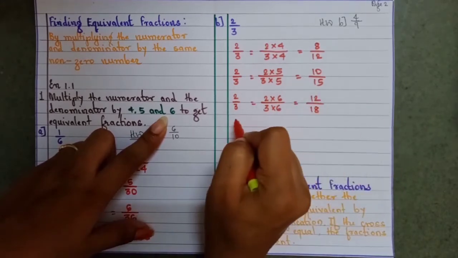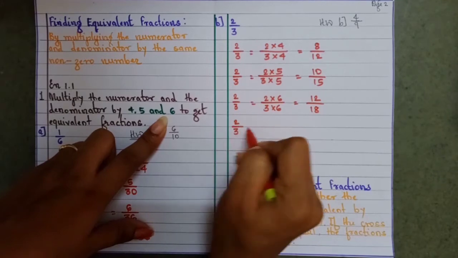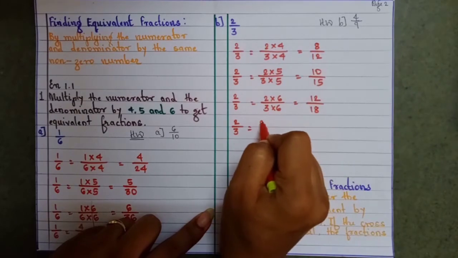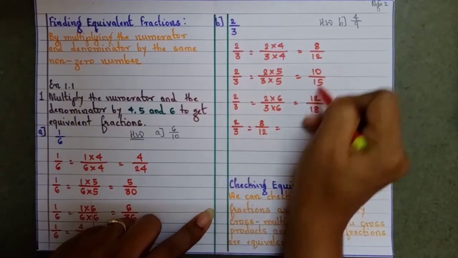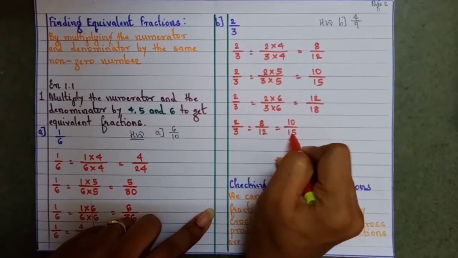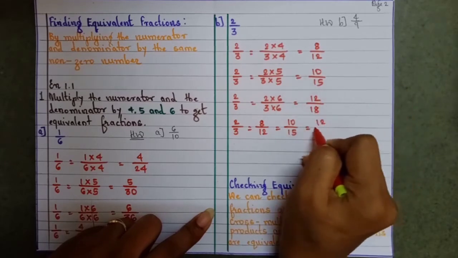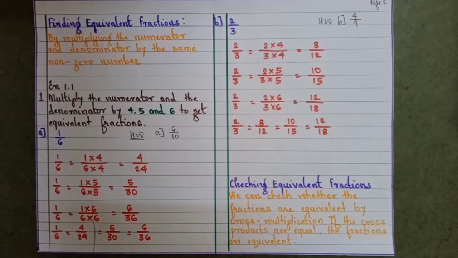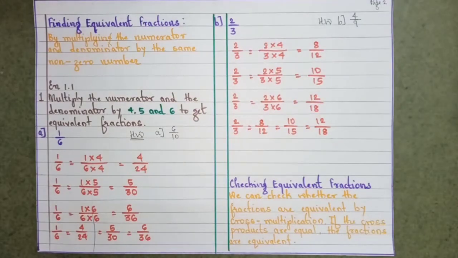18. Therefore, equivalent fractions of 2 by 3 are, here the first one, 8 upon 12, that is equal to 10 upon 15, that is equal to 12 upon 18. So all these are the equivalent fractions. Okay, hope you all have understood how to find the equivalent fractions by multiplication.